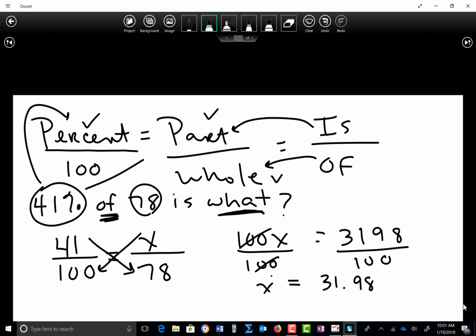Now, half of 78 would be what? 39. So this is less than half, so this answer makes sense. So you want to make sure that your answer makes sense.